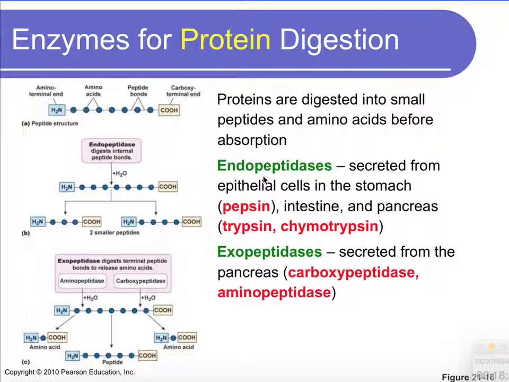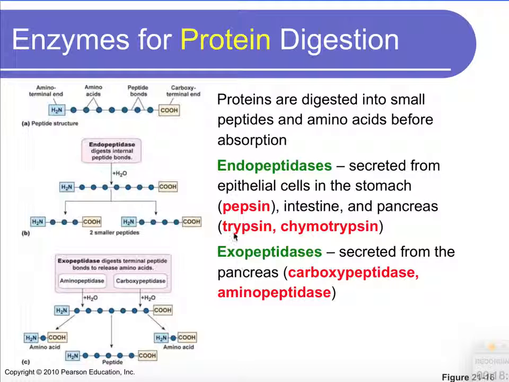So let's start off with our endopeptidases. In this example, we have an amino acid chain with peptide bonds, and we're going to come in and break the peptide bond right here in the middle of the chain. That would be an endopeptidase. Now there are different types of endopeptidases. Some are secreted by the epithelial cells in the stomach, and that's known as pepsin. Others are released by the pancreas, known as trypsin and chymotrypsin. So pepsin, trypsin, and chymotrypsin are all examples of endopeptidases. Again, they break peptide bonds somewhere in the middle of our amino acid chain.